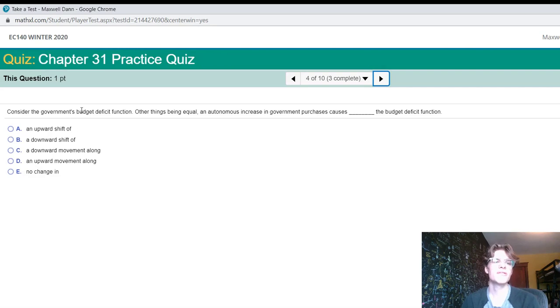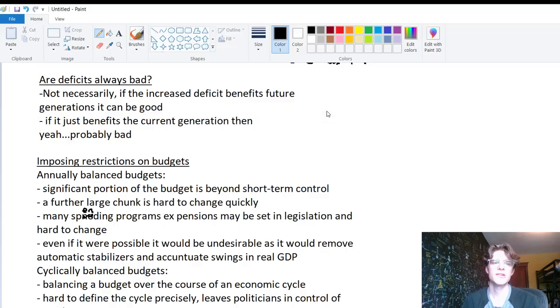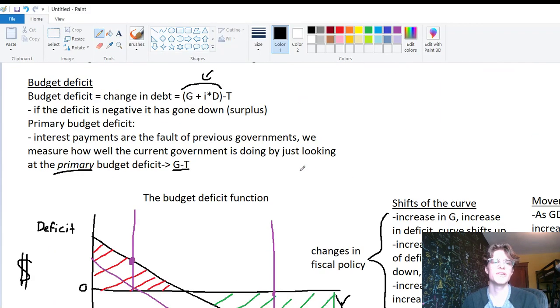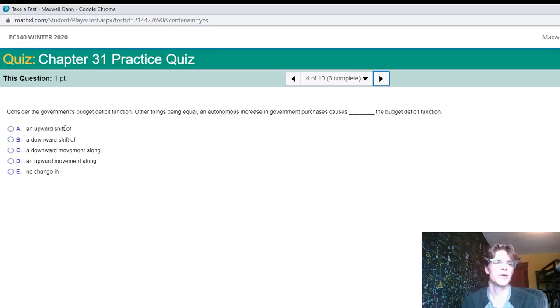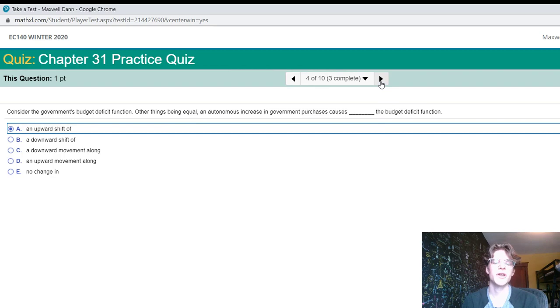Consider the government's budget deficit function. Other things being equal, an autonomous increase in government purchases causes... So, an autonomous increase in government purchases. An increase in G will shift the curve up, quite simply. So it will be an upward shift of the budget deficit function.